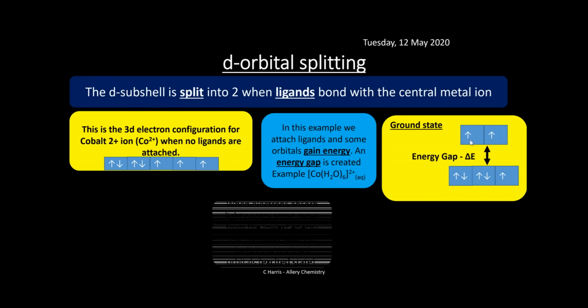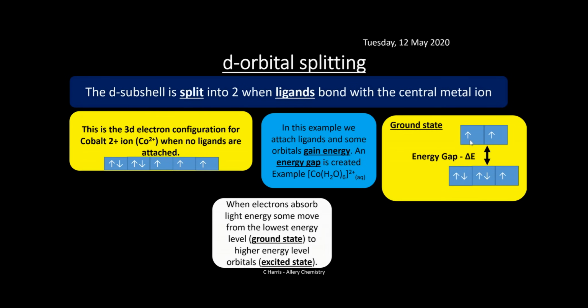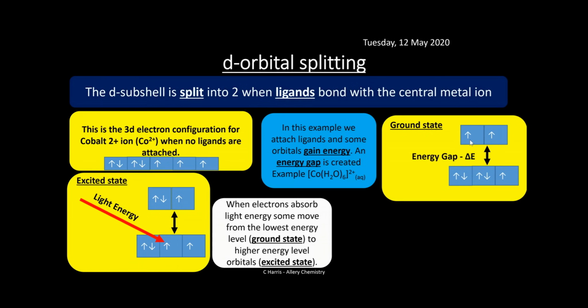this weird effect. When electrons absorb light energy, obviously from the surroundings, some of these electrons move from the lowest energy level, the ground state, to higher energy level orbitals, which is called an excited state. It's like football, isn't it? It's like promotions and relegations, so it's about trying to move these electrons. If we give enough energy, some of these electrons will jump up to that higher energy. So here's an example of an excited state ion.